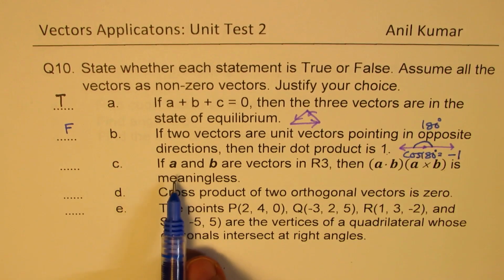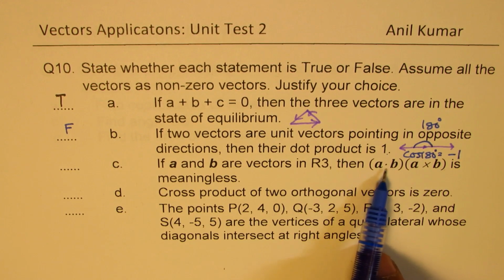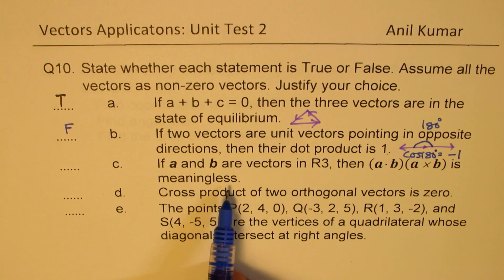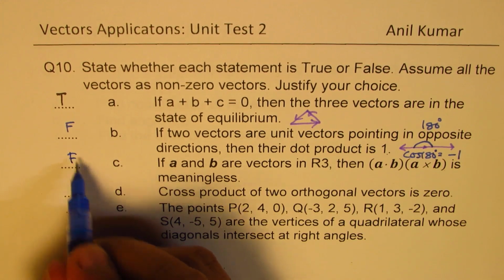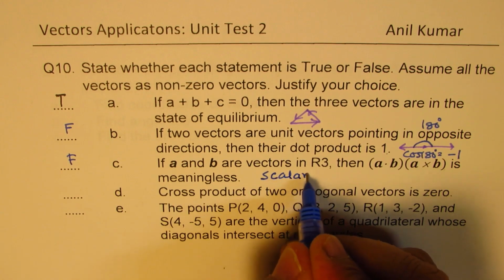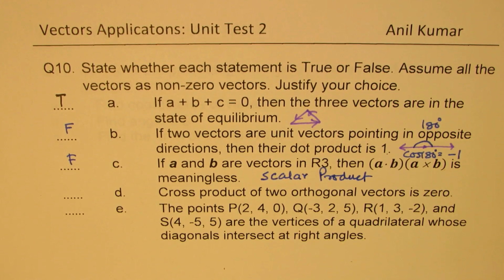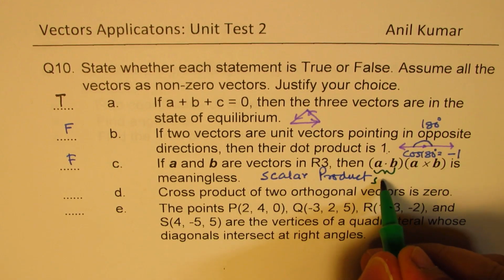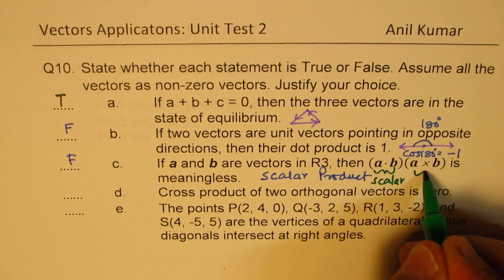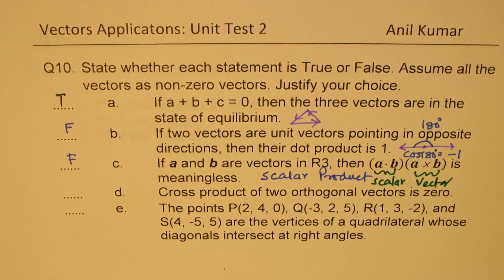See, if A and B are vectors in R3, then A dot B, which is a scalar, A cross B, is a meaningless thing. So that is false, since what we have here is a scalar product. Because as you can see, A dot B is a scalar, and that is a vector. So we do have a scalar product in vectors, so that is not meaningless.